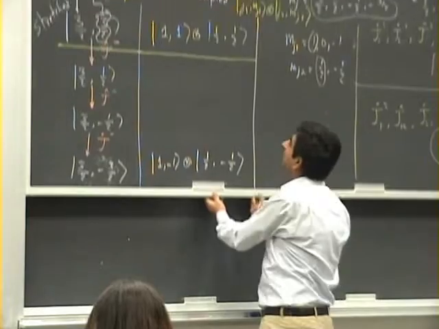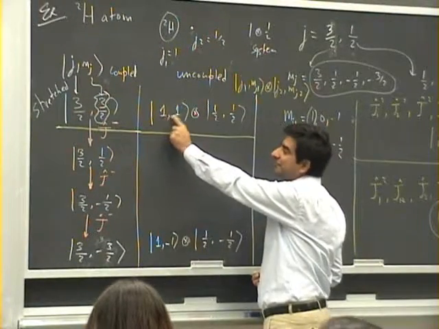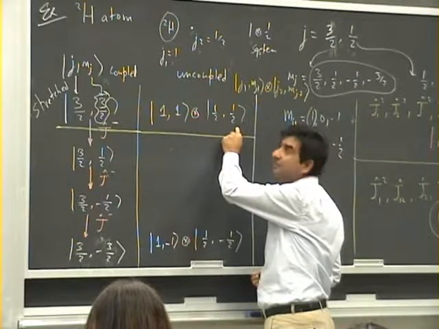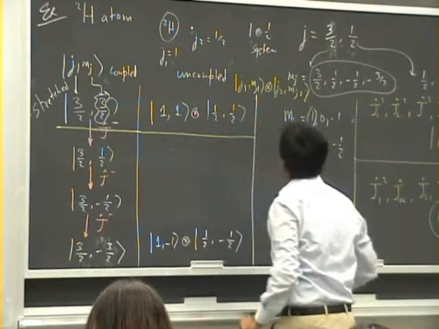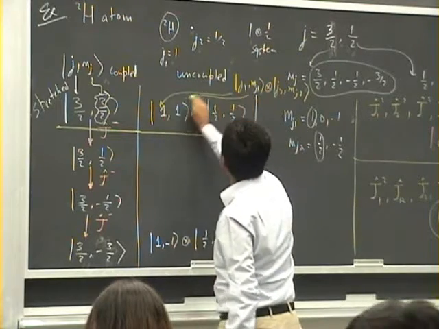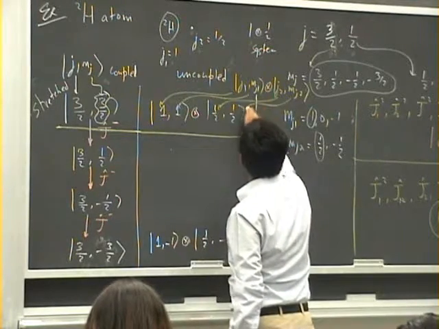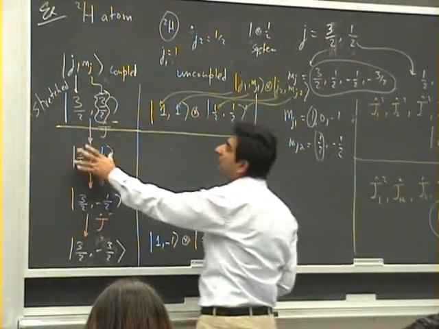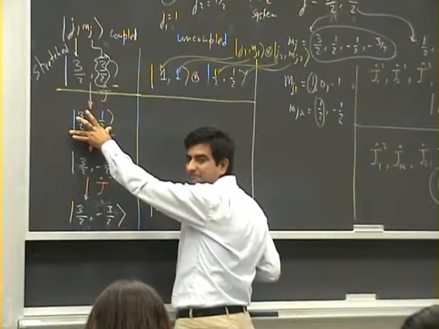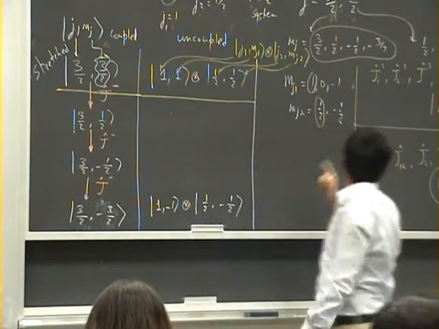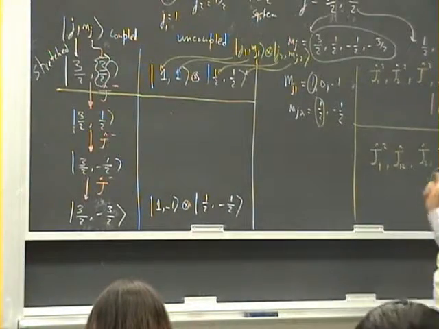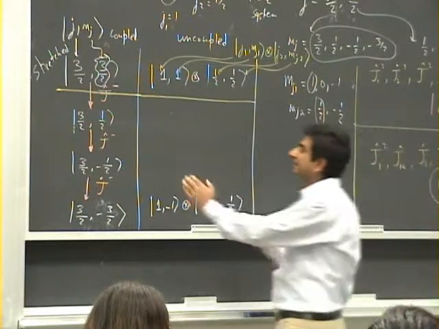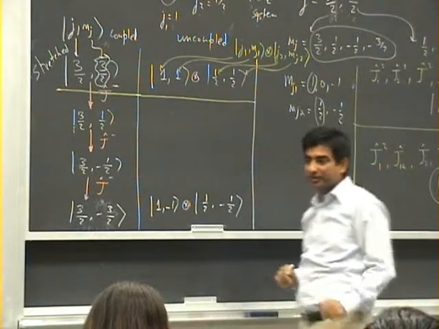Remember that in this nomenclature, the first label corresponds to J1, this corresponds to Mj1, this corresponds to J2, this corresponds to Mj2. So this is the labeling scheme. Now what I would like to find out is how do I express this coupled state, which is an eigenstate of all 4 of these observables and is not an eigenstate of J1z and J2z. How can I express this as a linear combination of the direct product states?